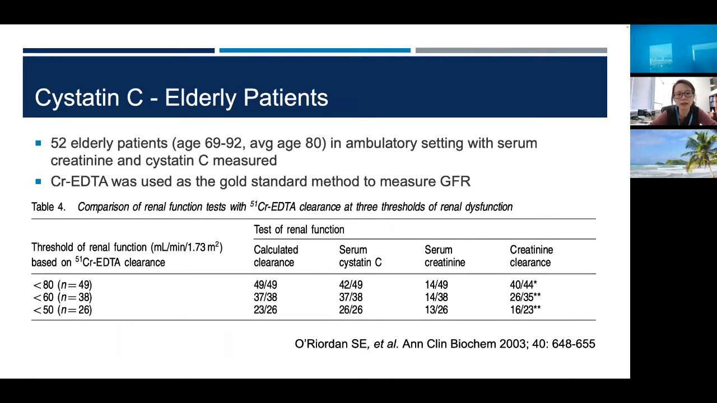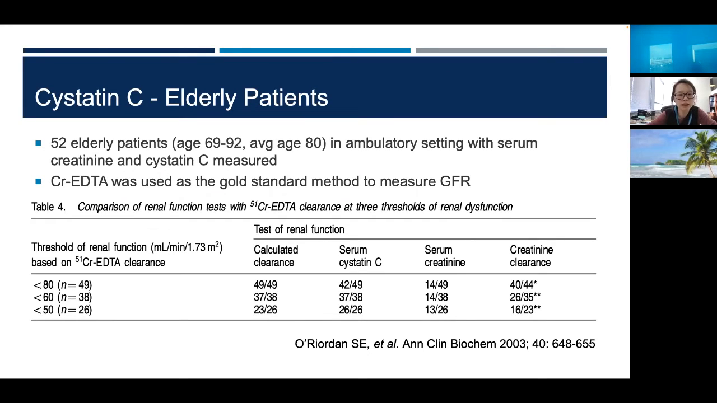Let's look at cystatin C in elderly patients. As we age, we do lose muscle mass, and as I alluded to earlier, serum creatinine is affected by the muscle mass of the patient. It is also affected by nutritional status, so an eGFR equation using creatinine may not be the most accurate way to evaluate renal function in elderly patients, especially those who are frail and malnourished.